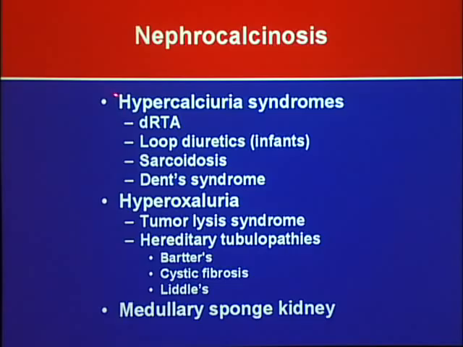So I'm going to rush through this very quickly just for review. Nephrocalcinosis comes in different forms. Any hypercalciuric syndrome. The most common would be a distal renal tubular acidosis. Infants treated with loop diuretics, that's basically Bartter syndrome, but by a drug, would have hypercalciuria and get nephrocalcinosis. The subgroup of sarcoid that makes 1-alpha hydroxylase in their granulomas will have an absorptive hypercalciuria, and they will get not only stones and hypercalcemia, but can get nephrocalcinosis.